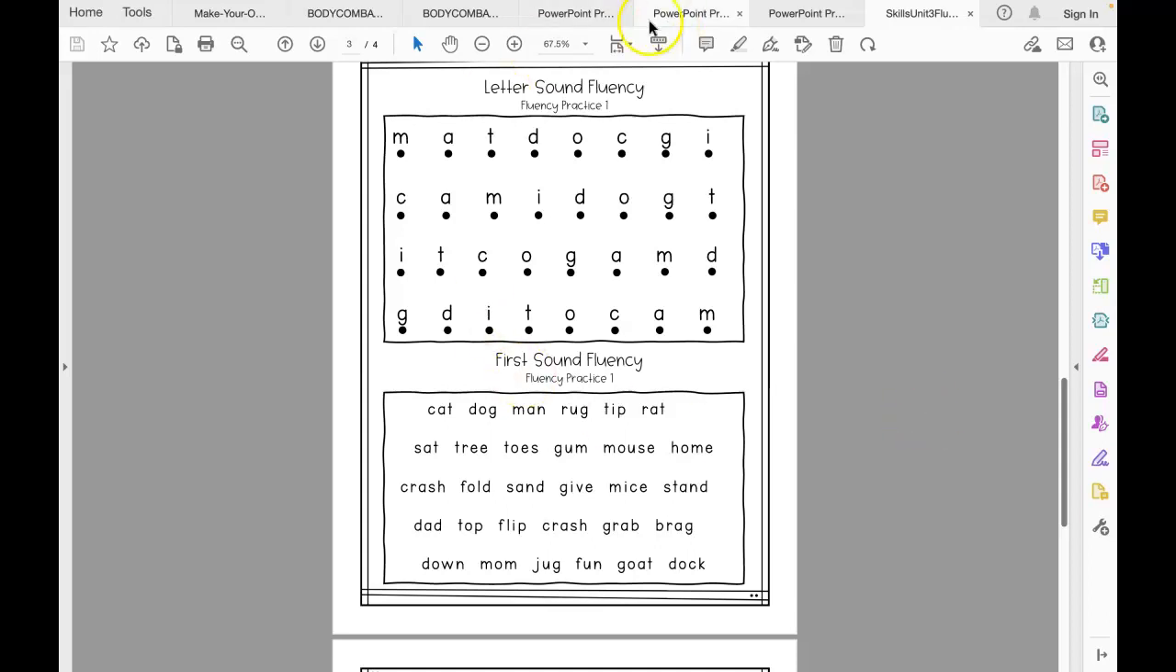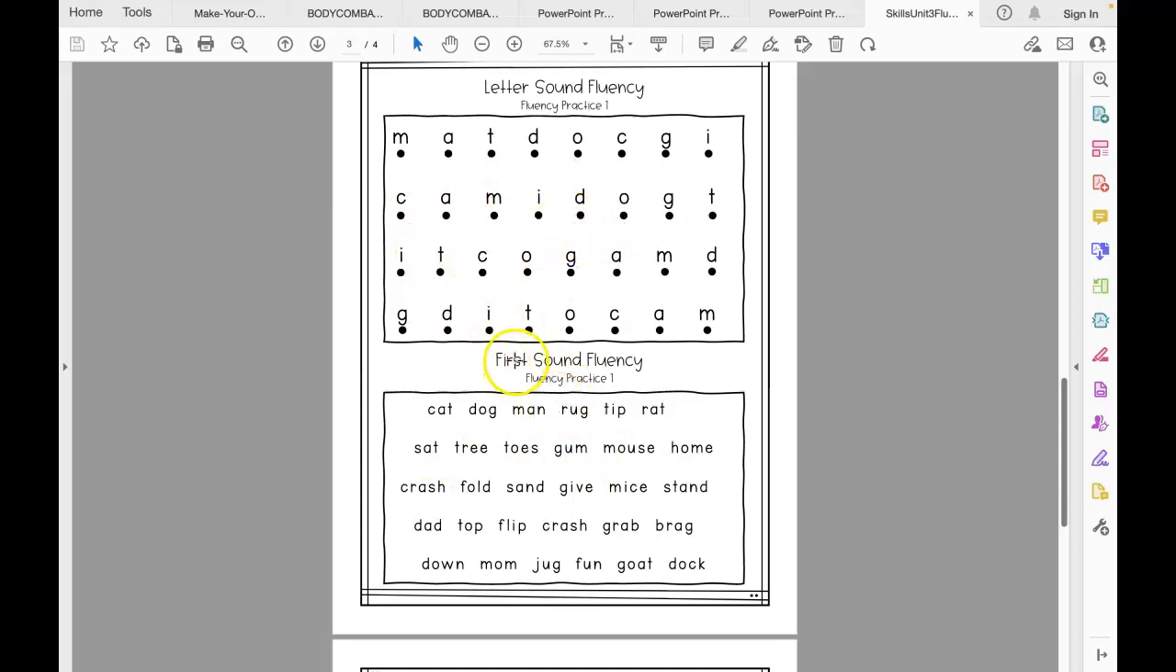So they're going to be pointing to each dot, each sound that's on the page, and what they're supposed to be doing is going through it and stating the sound, not the letter. So they would be going ah, t, d, ah, k, g, i, and quickly going through, getting through as many as they can. And you can either set a timer for 1 minute to see how far they get, or you can set a timer to see how long it takes them to complete that section.